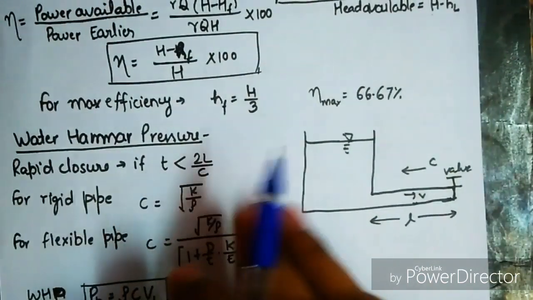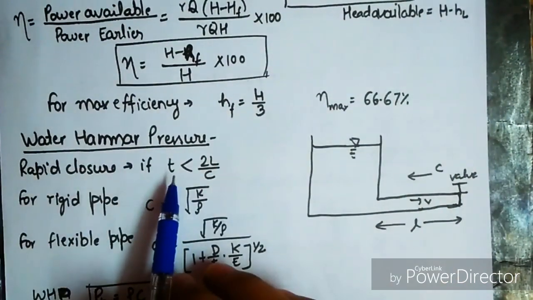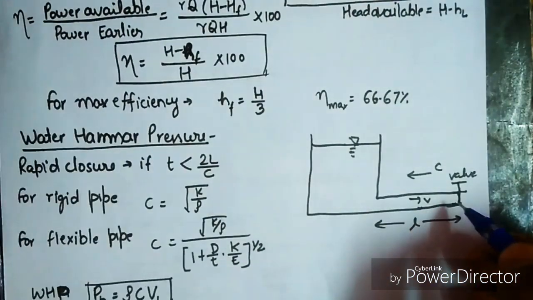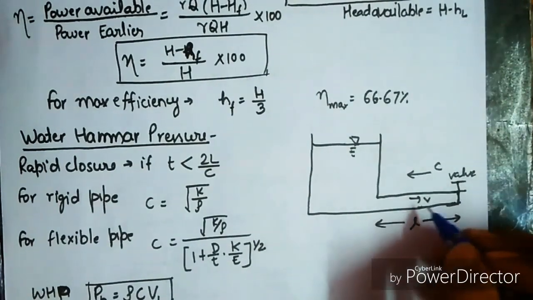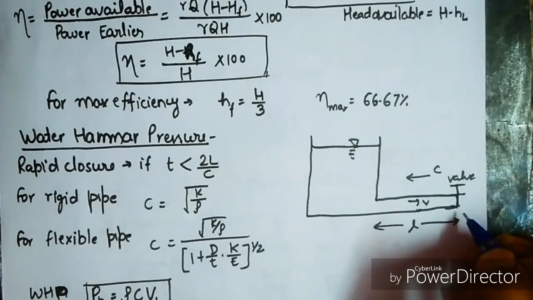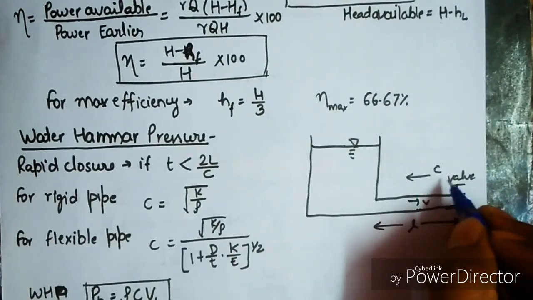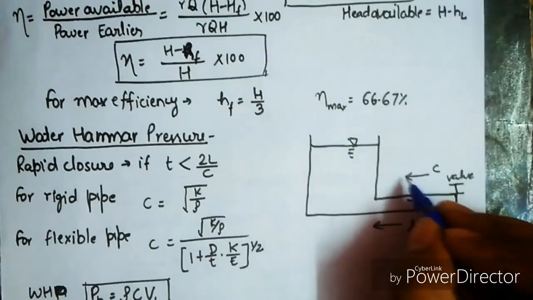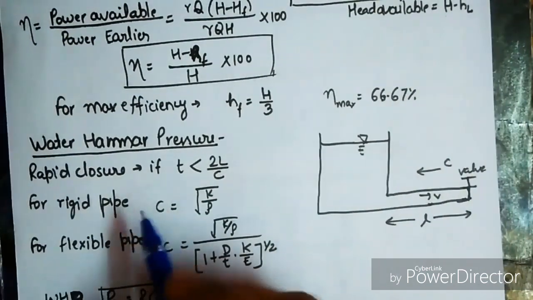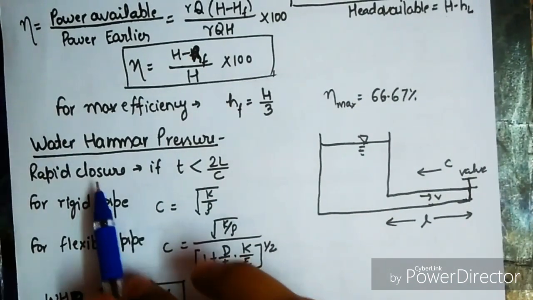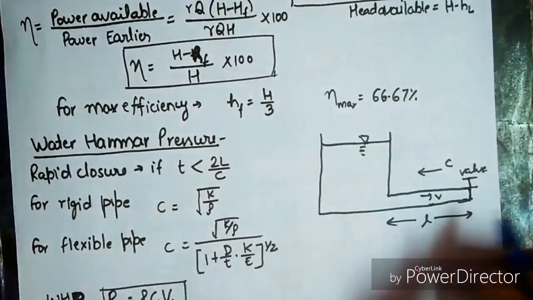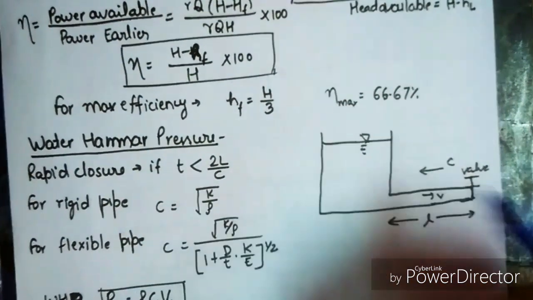For the rapid closure condition, we have the time of closure. We can see here that this is the reservoir and this is the pipe getting out, and the liquid is flowing with the velocity V before the closure. As soon as the valve is closed, a wave will develop here having the velocity C. This is the length of the pipe, and we call this closure a rapid closure if this time of closure, that is this sudden closure, is less than 2L upon C. L is the length and C is the wave velocity.